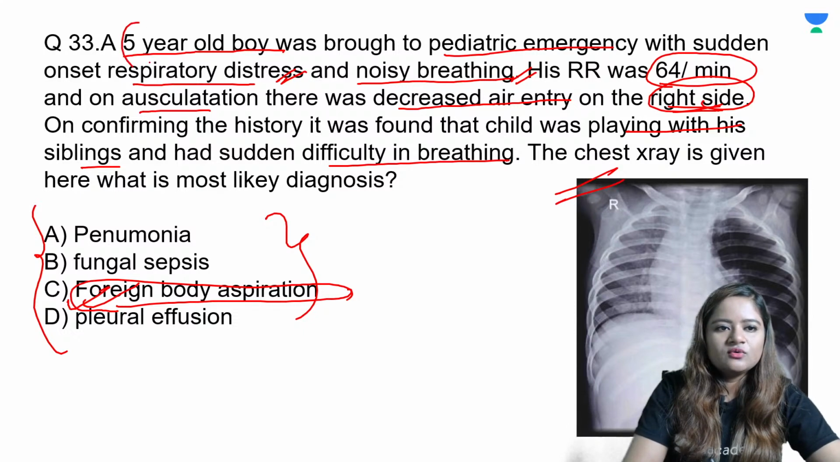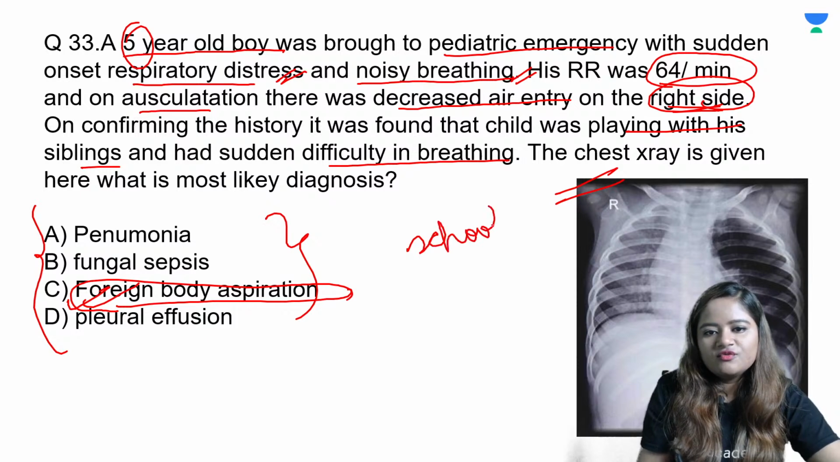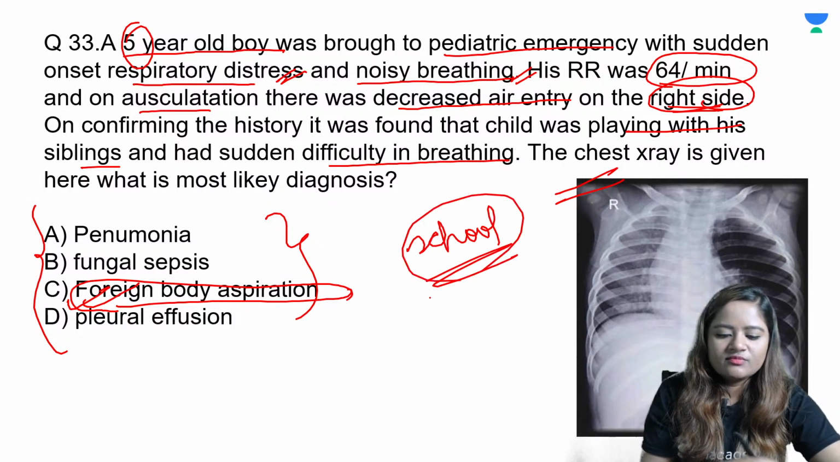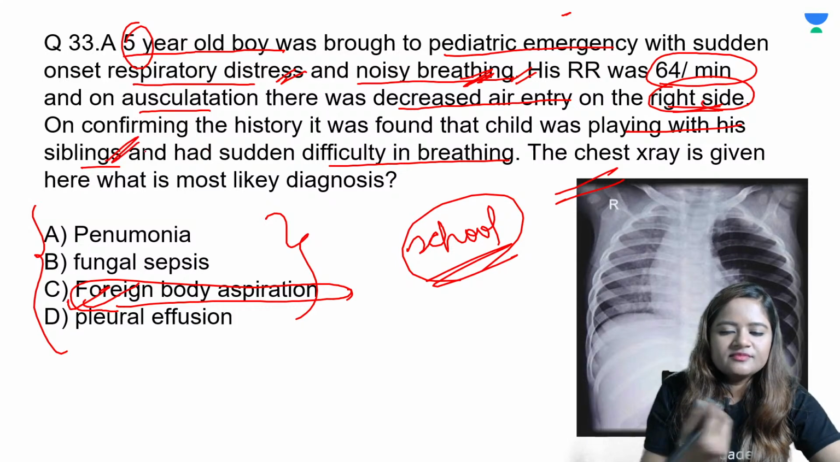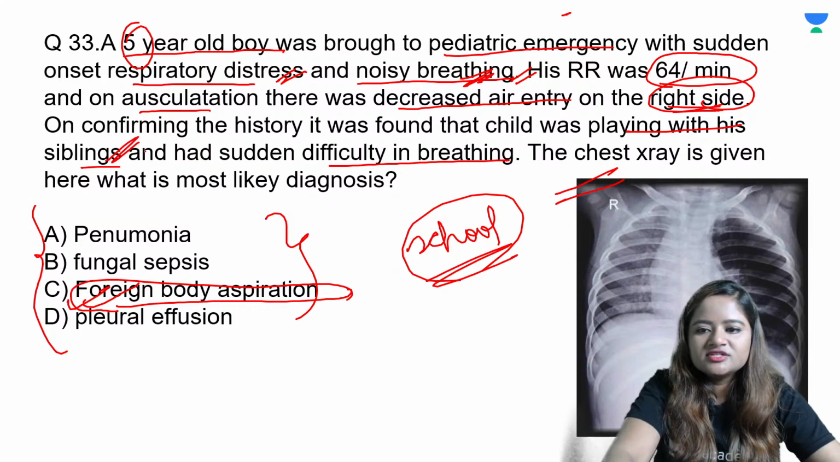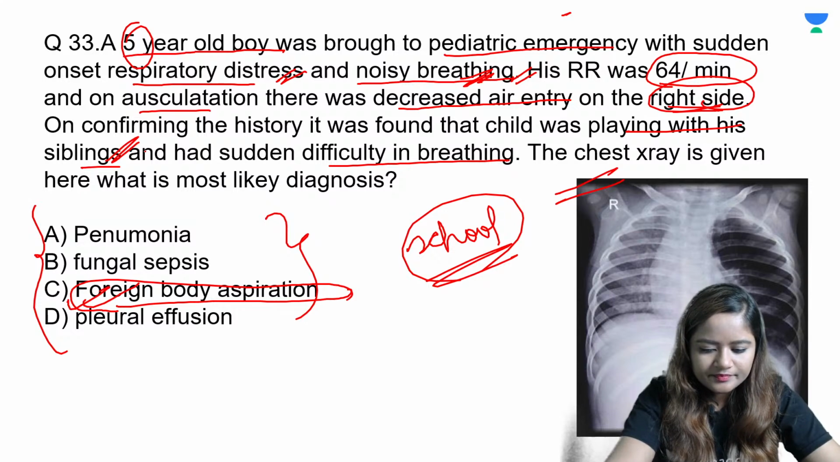Another clue, 5-year-old, classical presentation, this happens in preschool and school-going children. 4 to 5 years is the classical age for foreign body aspiration. Also the question mentions that he has got noisy breathing. That is another important clue. And he was playing with his siblings. So while playing, many a time children can take peanuts or a pen cap or any foreign body inside their trachea. So that can lead to foreign body aspiration.